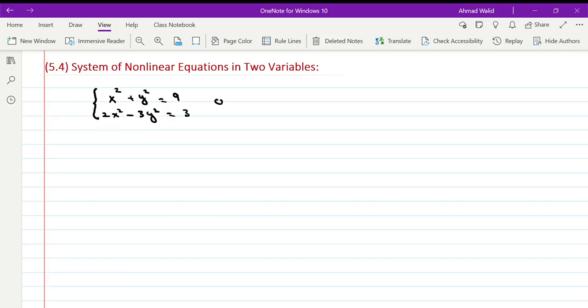Or it can be that one of the equations is x plus 2y equals 4 and the other one is x squared plus 2y equals 5. One of them linear, or none of them linear, or both variables in the second equation can be nonlinear. How to solve these systems? I'll give you some methods: you can use elimination, or you can use the substitution method, correct?